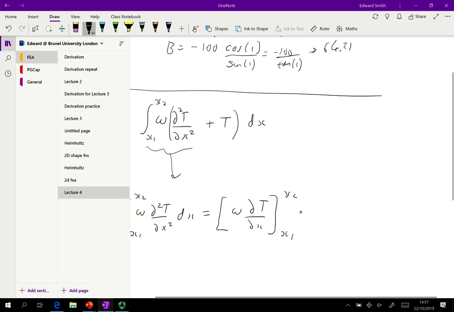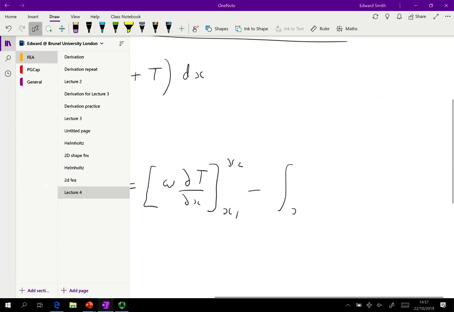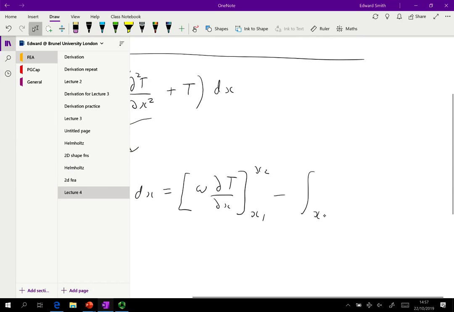So this is just integration by parts, and then we get this expression here between x1 and x2 for d omega/dx times dT/dx. Now the key point about this is that by doing this, both of these are constants, so this integral becomes much, much simpler. And you remember before we said this is the surface term, and this is the internal term.